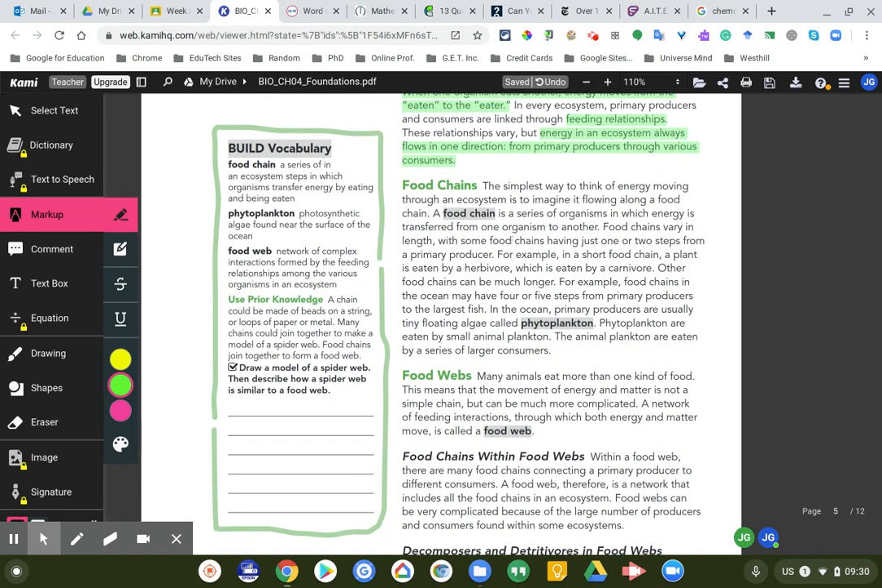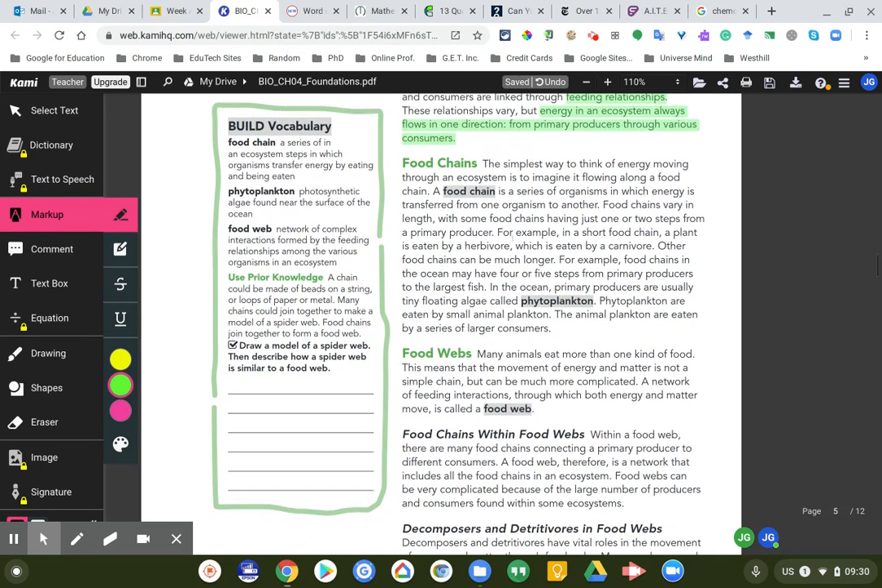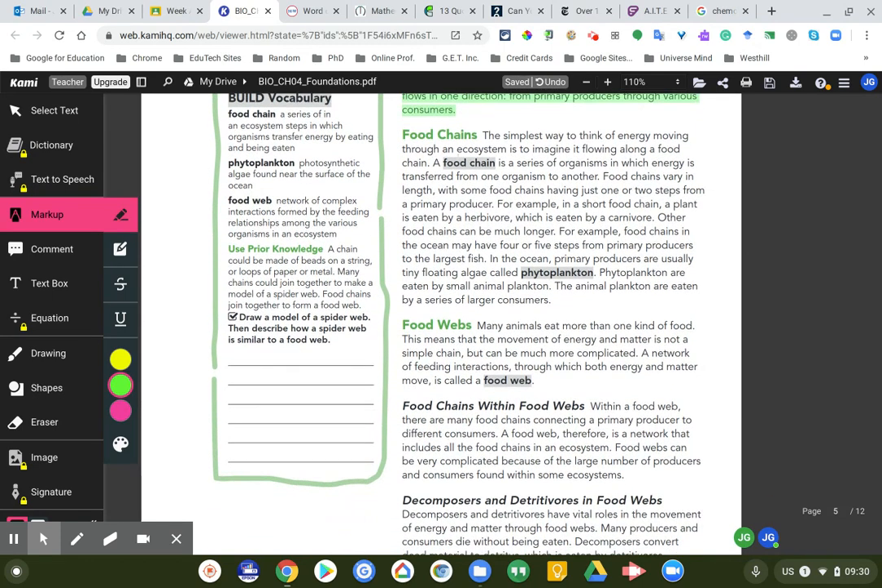Okay, so food chains. The simplest way to think of energy moving through an ecosystem is to imagine it flowing along a food chain. A food chain is a series of organisms in which energy is transferred from one organism to another. Now, I have a problem with this, and I think we're going to answer that when we get down to food webs. Food chains vary in length, with some food chains having just one step from a primary producer. For example, in a short food chain, a plant is eaten by an herbivore, which is eaten by a carnivore. Okay, that's a good example. Other chains can be much longer.